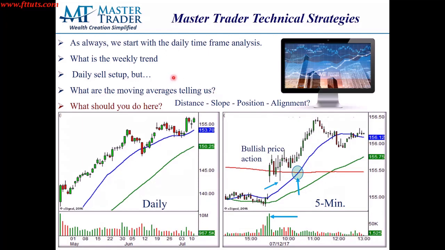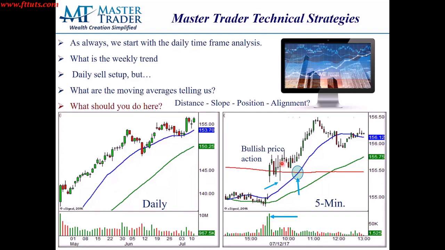Daily time frame. What's the weekly trend? Up. We know that. The 50 MA is pointed higher. The daily setup is a continuation type of pattern. Wide range bar up, little pullback, turn back up. We're looking for this to go higher. On the 5-minute time frame, we've got some bullish price action here. After the gap up, prices were going sideways.